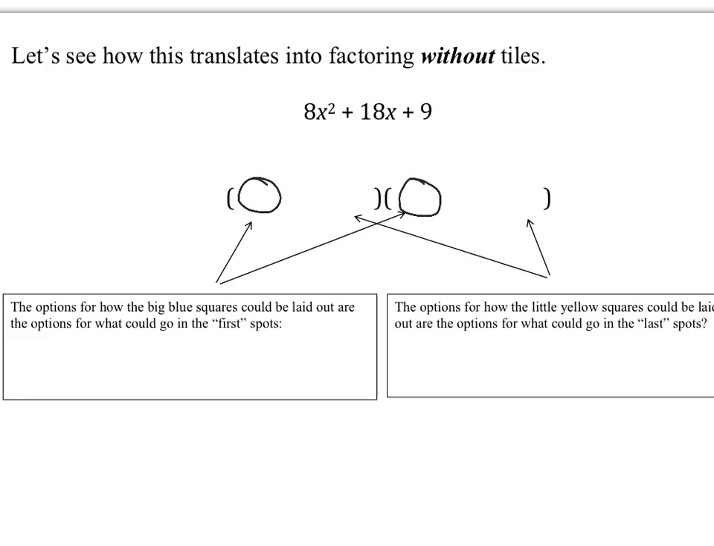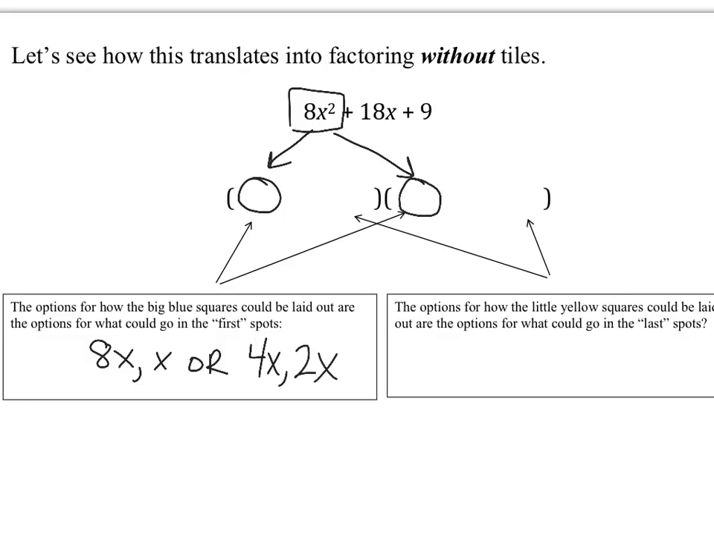If you think about it, these are the first two things that get multiplied together in FOIL, right? And it's got to give me 8x squared. So these two right here have to multiply to give me 8x squared. So the only things I could put there is I can put an 8x and an x, or I could put 4x and 2x. Those are my only options, because 8x times x is 8x squared, and 4x times 2x is also 8x squared.